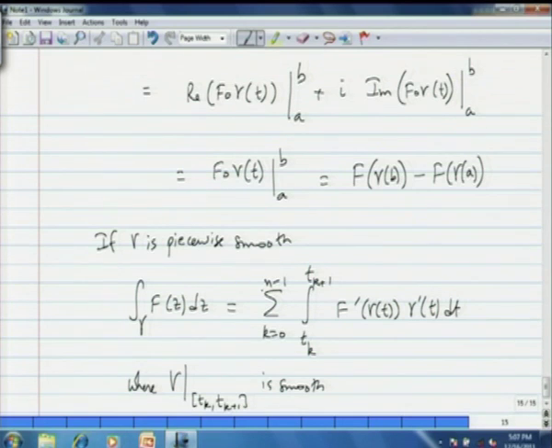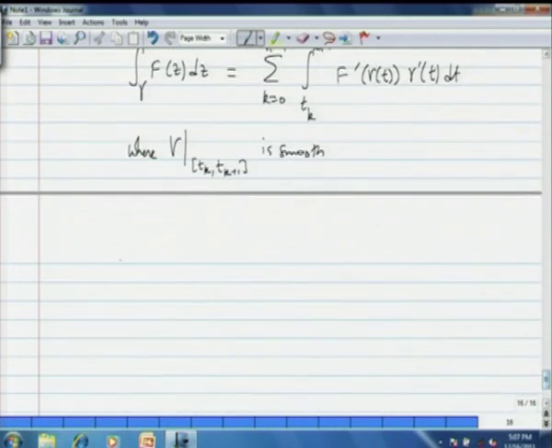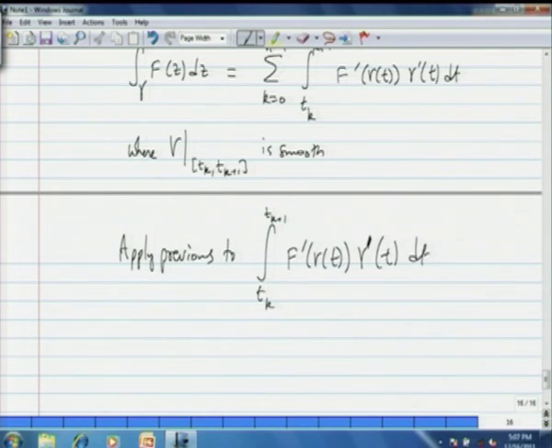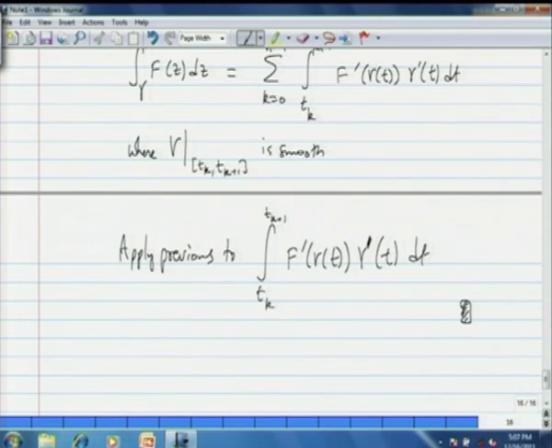Okay. And now, you can apply what we have done before to each of these integrals of f prime of gamma of t, gamma prime of t dt over t k to t k plus 1. Then what you get is a telescoping kind of sum, okay, and you end up with f of gamma of b minus f of gamma of a. Okay, so, that piece I will leave it to you, that is easy. So, that is the end of this proof.